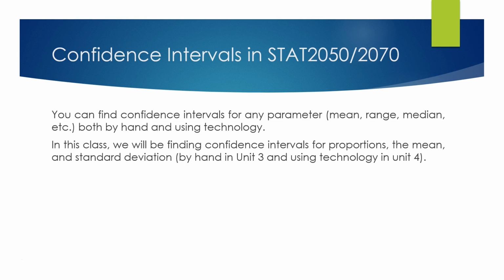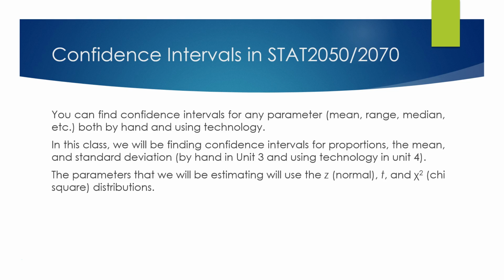In Unit 4, we use confidence intervals again, but we use all of them, we get all of them with our technology. So it's a nice trade-off. We earn our right, and then in Unit 4, we get a chance to just use technology to find them.